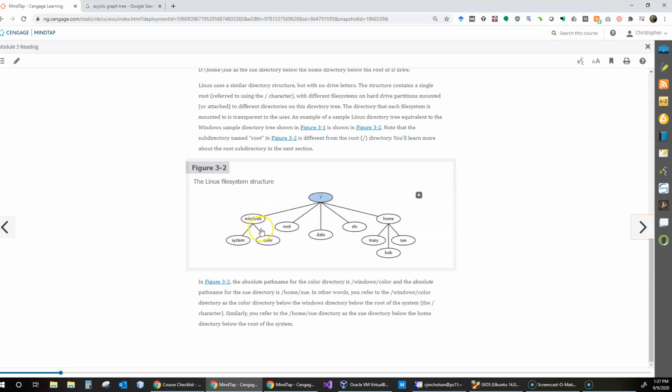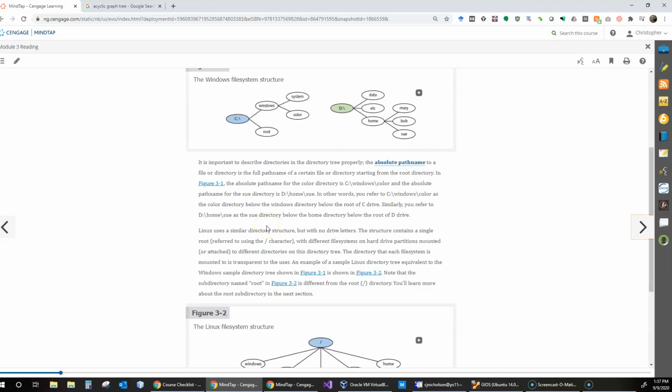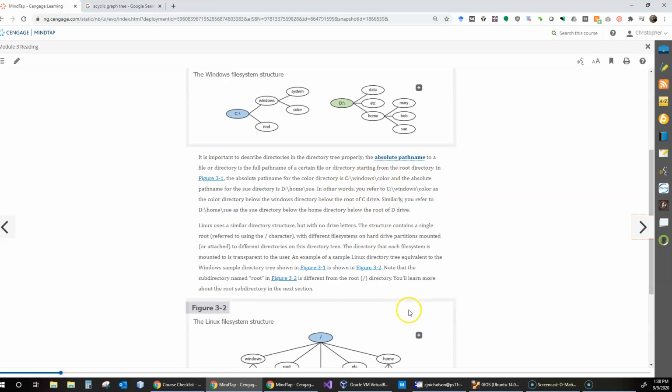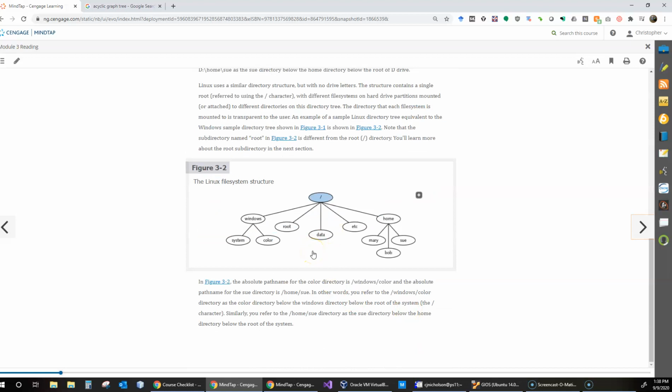Also notice that it's backslashes that separate directories symbolically in Windows world, and it's forward slashes in Linux and like everywhere else. So that can kind of be confusing sometimes.